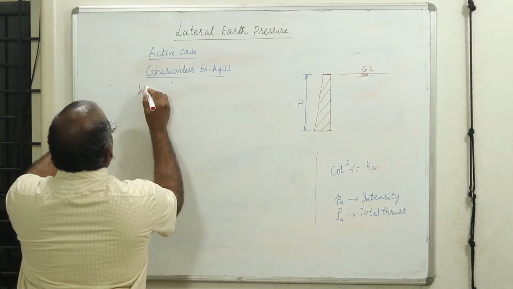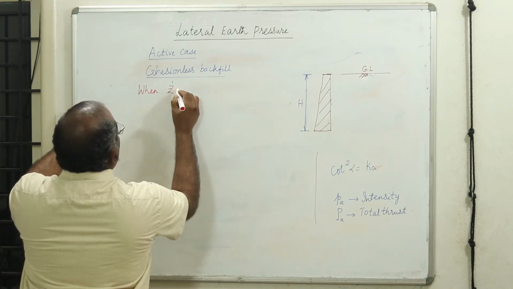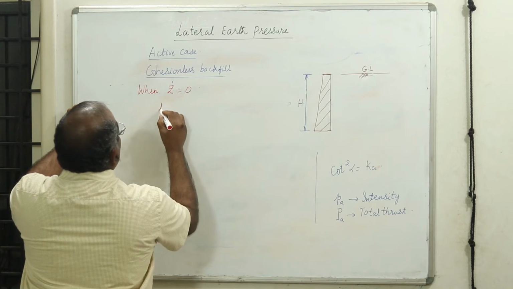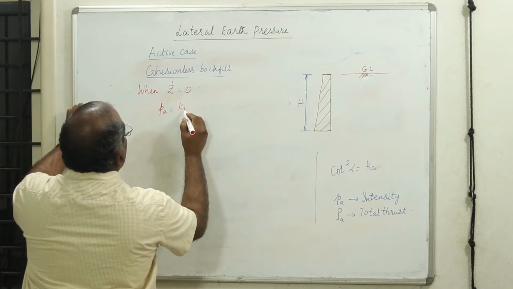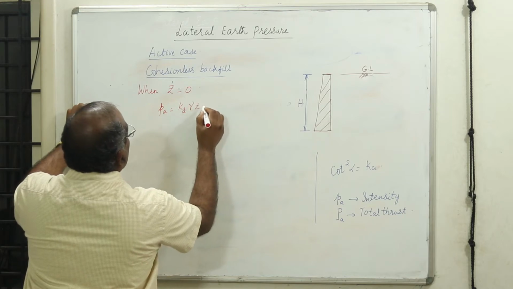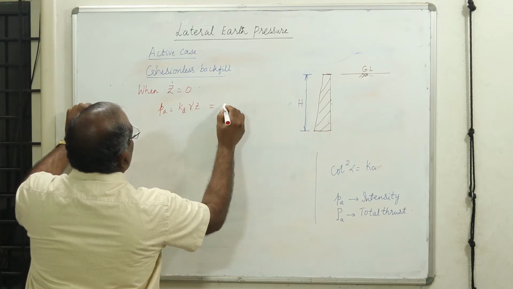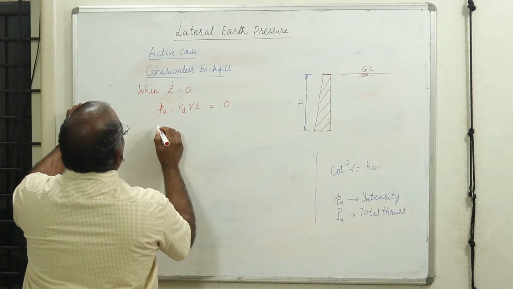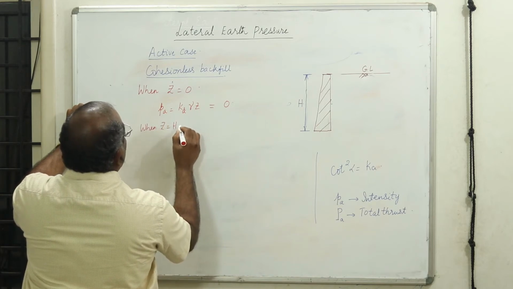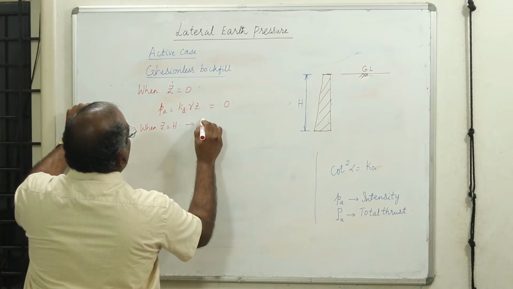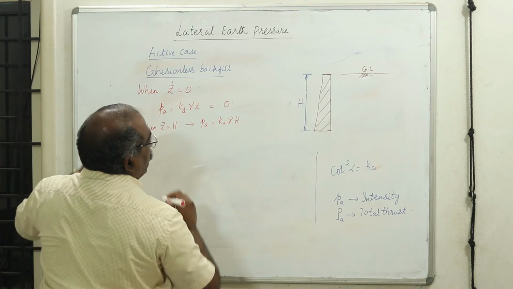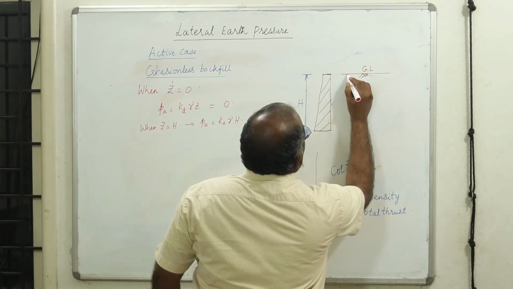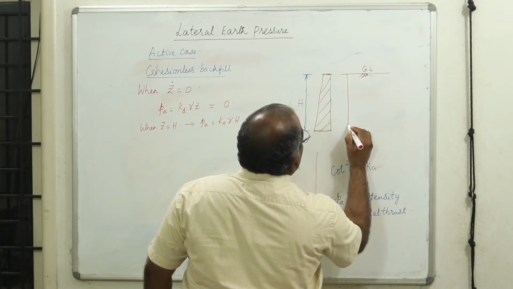When z is equal to 0, what happens to this? Pa is equal to Ka gamma z. For z is 0, therefore this becomes 0. When z is equal to h, what happens to Pa? Ka gamma h. Therefore, we will have the variation of pressure distribution something like this.